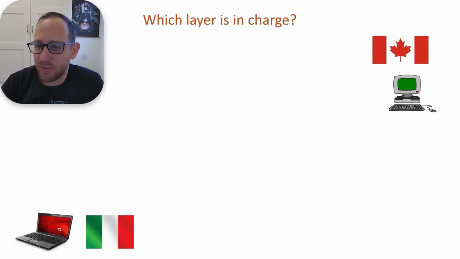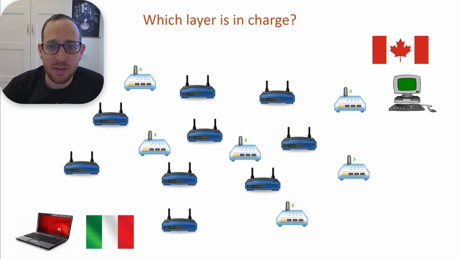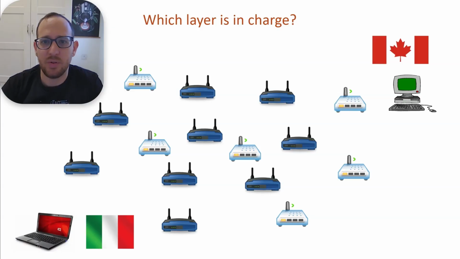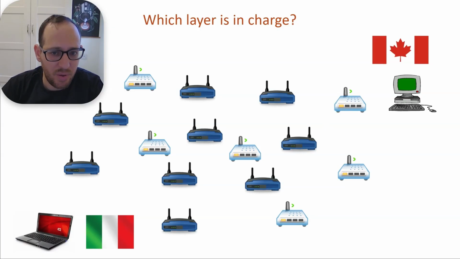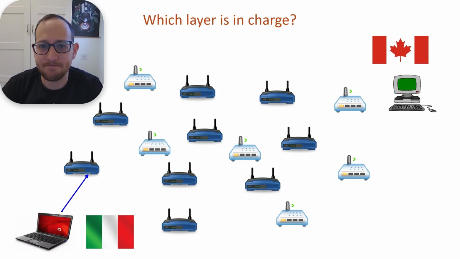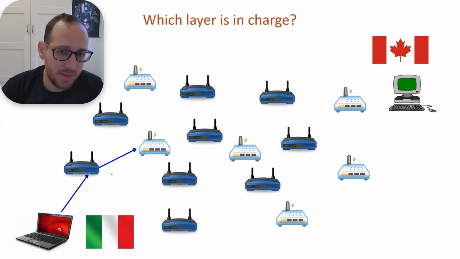Let's look at this very simplistic diagram. We have two computers here, one in Italy and one in Canada. And in the middle, we have these devices called routers, third layer devices. Now, which layer is in charge here? So let's say we go from computer A in Italy, and the first thing we do is go to this router here. Who is in charge? Well, for this hop, the second layer is in charge. What about from this router to the next one here? Again, it's the second layer. And from this router to that router, it's the second layer.